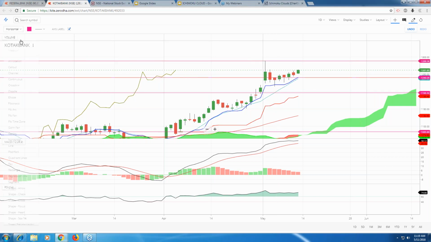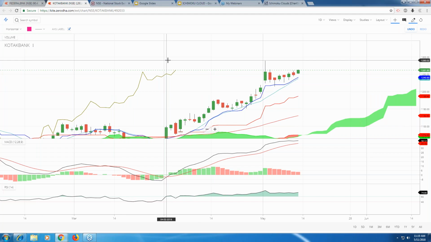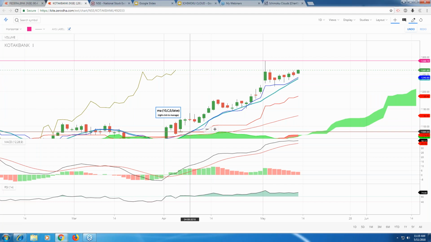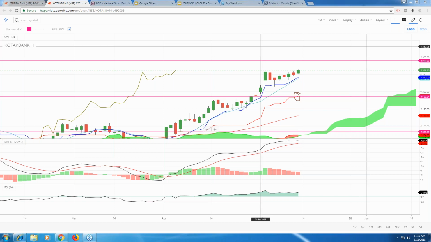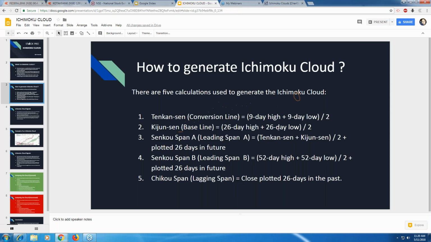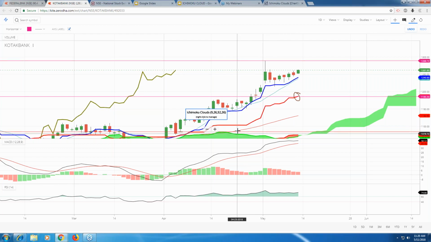So let me just clear up all the drawings so that we are not confused. So the high is out here and the 26-day low is here, and the middle point of it is somewhere here, right? And you can see this line is plotted here. So what is this line? It is the baseline, 26-day high plus 26-day low upon 2. Okay, so this is the 26-day high and this is the 26-day low upon 2.